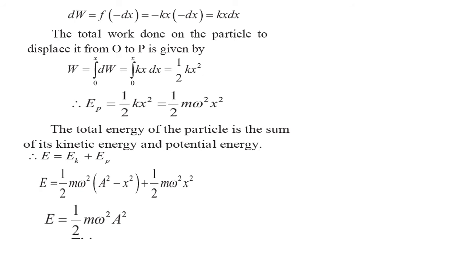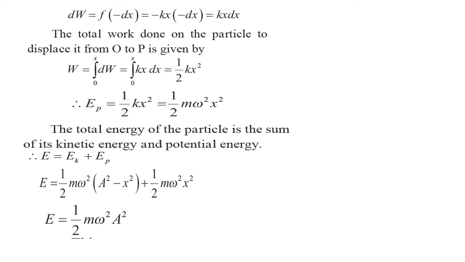If you solve this equation, 1/2 m omega square x square on one side has a negative sign and on the other side a positive sign, so that will get cancelled. What remains is that the energy of the particle is given by 1/2 m omega square into a square. So this is the expression for the total energy of the particle at point P.